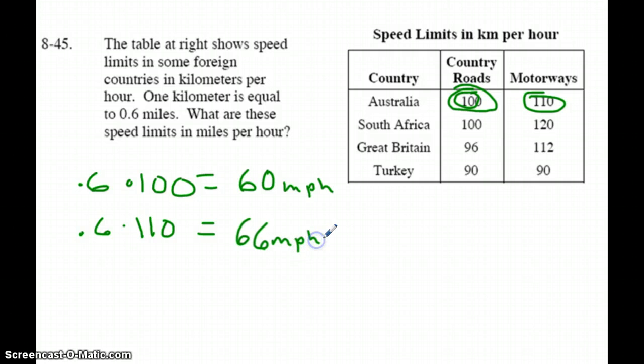Okay, so what you just have to do is go through, well, obviously the 100 here we've already done, but you have to go through 120, 96, 112, 90. You have to take all those and multiply them by 60%, or multiply them by 0.6, to find out what their actual speed limit is in miles per hour. And these are just the two that I'm going to do here, so you guys can go through and do it for 120 and 96 and 112. Go through the problem and do it for all of those speeds.